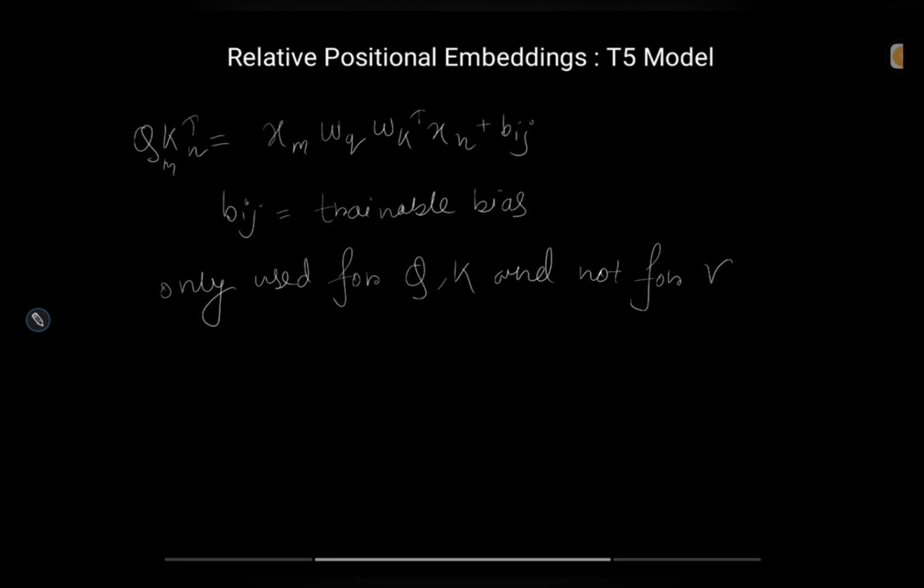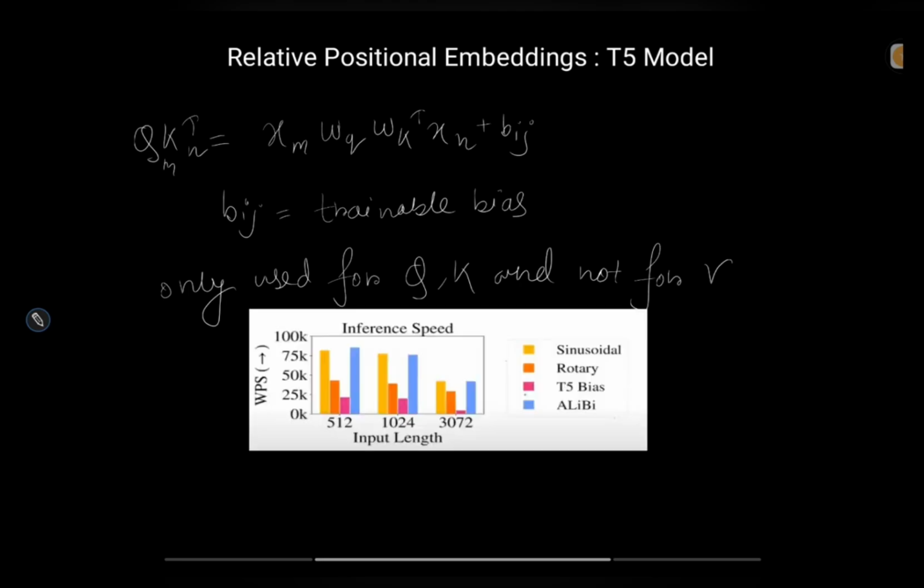We generally do this for every pair of tokens. So if two tokens are 3 apart, every time the same specific bias will be added to the attention multiplication. As I mentioned, this is only used for query and key and not for V, and we generally use this in the T5 model.